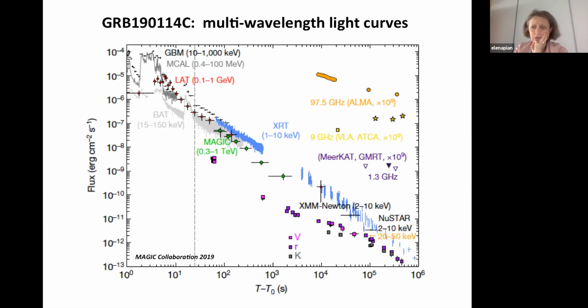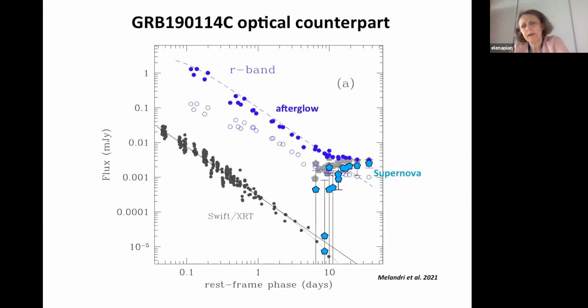There are virtually all frequencies in this view graph, light curves at all frequencies, and notably also in optical. You see them here in V band, R band, K band. So optical infrared are the green and purple little squares. So we see here a better view of the optical. This view graph shows our own monitoring, which is published by one of our collaborators, Andrea Melandri.